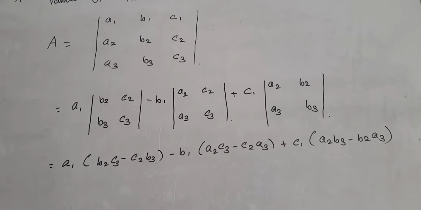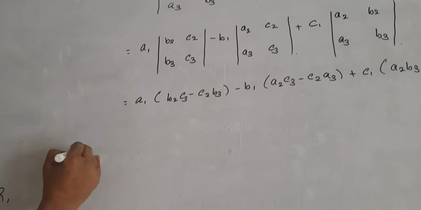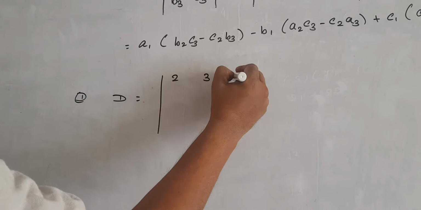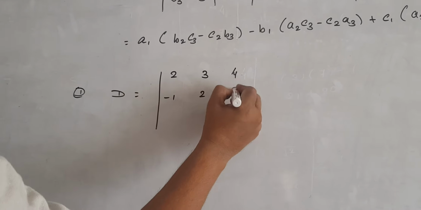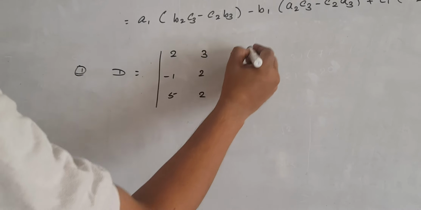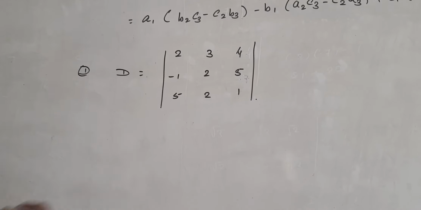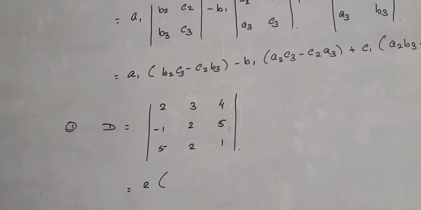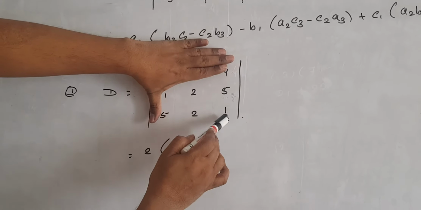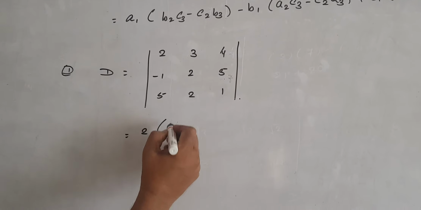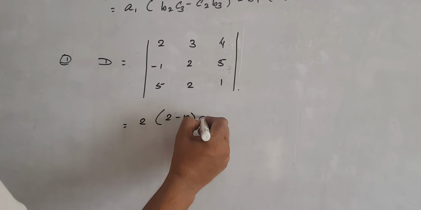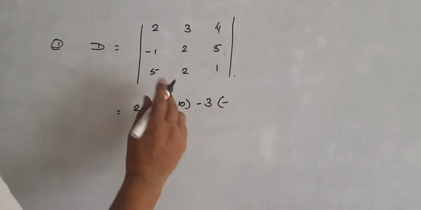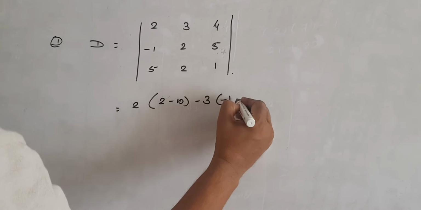जैसे एक एग्जांपल लेता हूं. D is equal to the determinant given: 2, 3, 4, minus 1, 2, 5, 5, 2, 1. You can go by this way. Even you can go directly like this. See, first 2 into (2 ones are 2, minus 10). I write that 2 minus 10, minus 3 into, press this, so minus 1 into 1 is minus 1, 5 5s are 25, so minus 25.